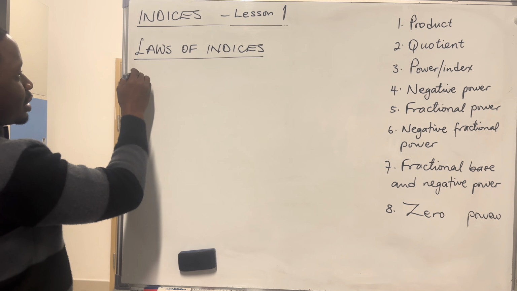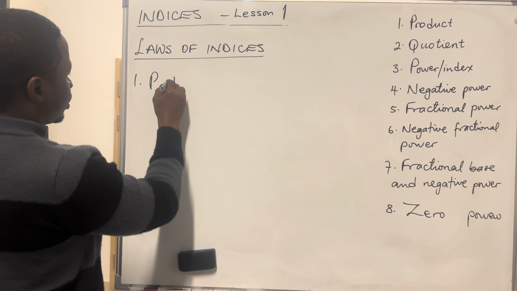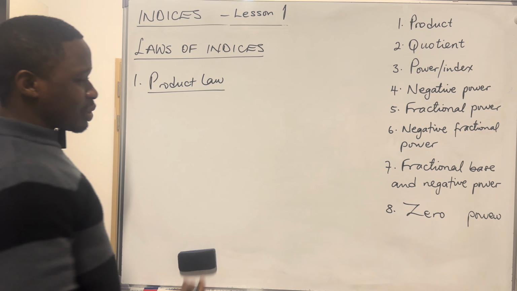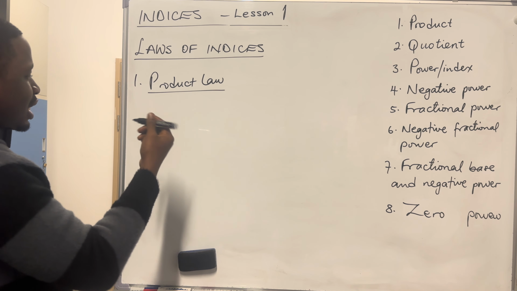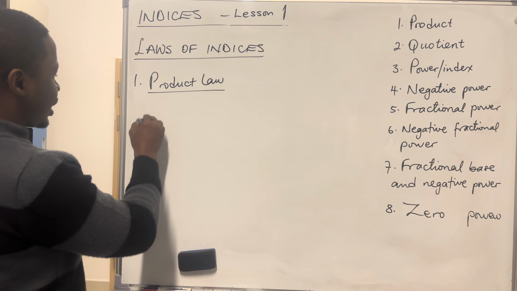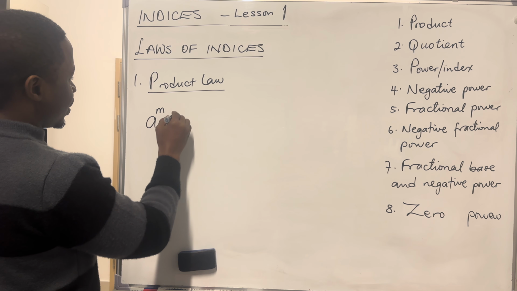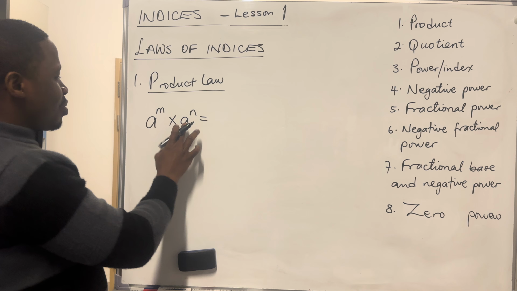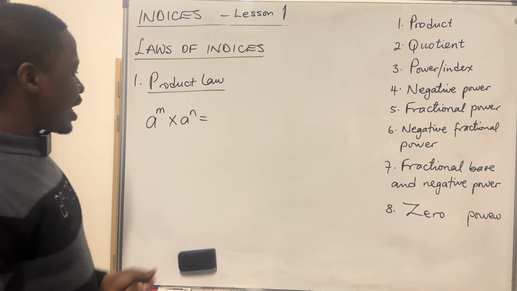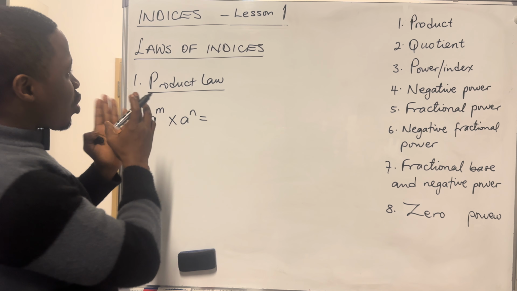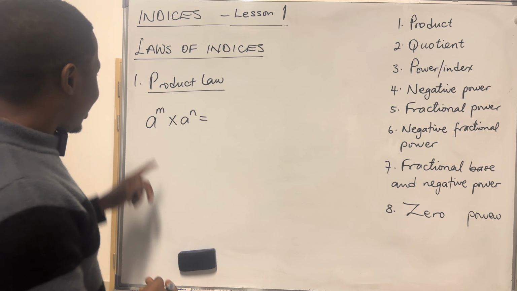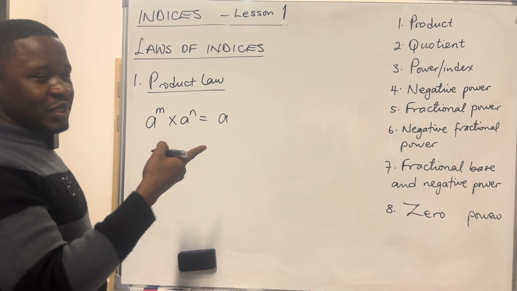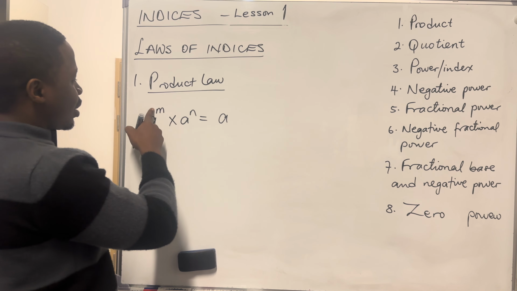Now, let us start with the product law, or multiplication law. What does it say? If we are multiplying two numbers, let's say a to the power m, a to the power n, this with a power, this with a power, but the bases are the same and they are multiplied. The product or multiplication law says of the bases we take 1 because they are already the same. So what happens to the power? We add the powers.